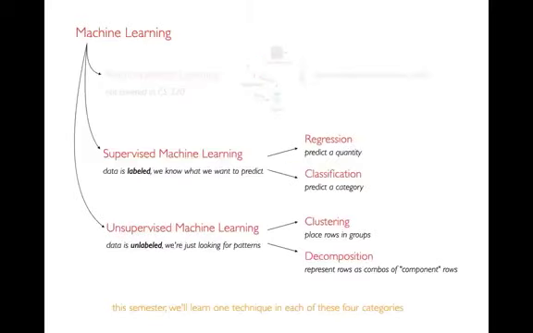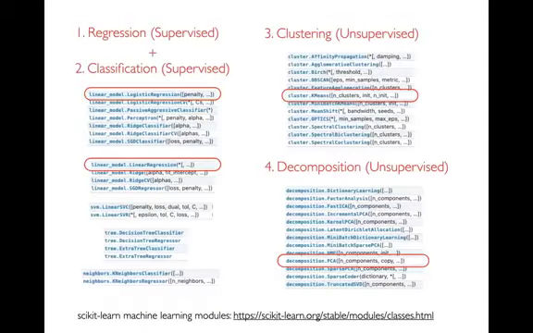Okay, so that's a whirlwind tour of these 4 problems we're going to solve: regression, classification. Those are both supervised because, again, it's labeled. Clustering, decomposition. There is no column we're trying to predict, so that's unlabeled. It's unsupervised learning. And so for each of these 4 things, there's actually a ton of different algorithms out there. And in this semester, we only really have time to learn like one algorithm for each of them.